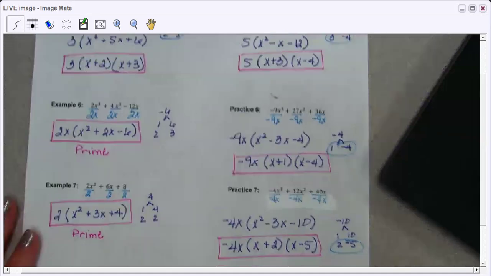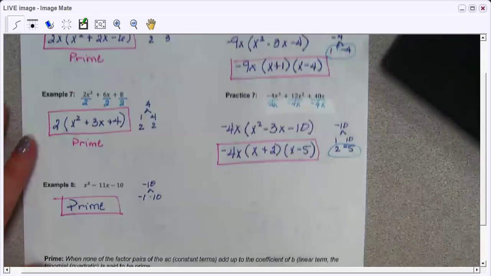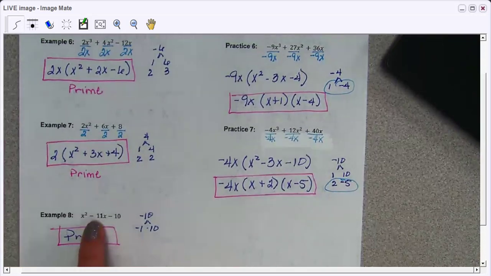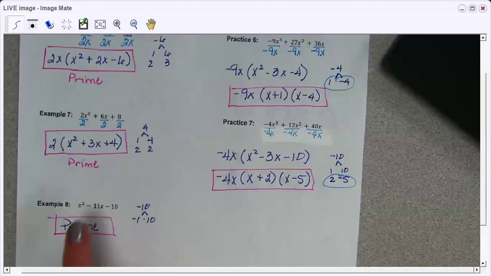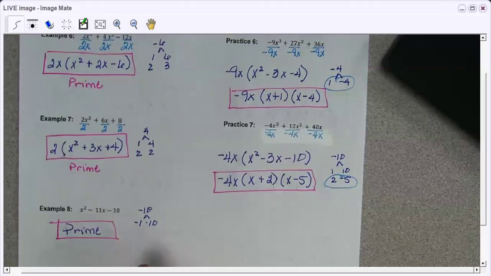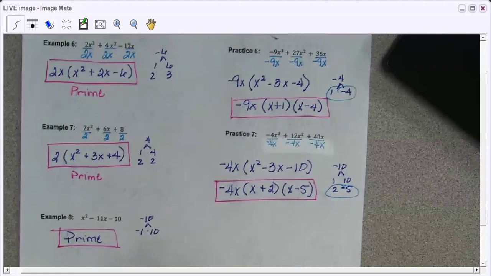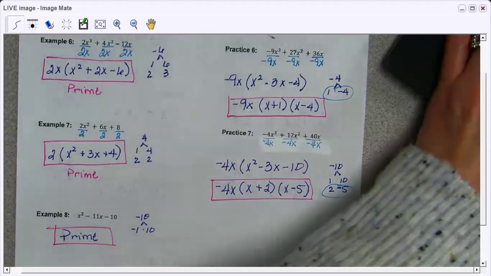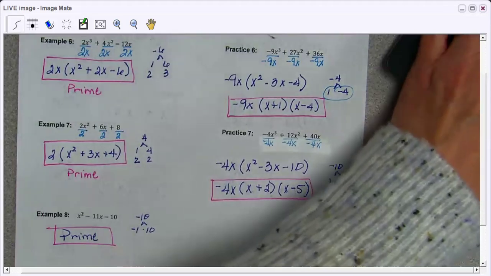Okay, and then here is example 8. That one is also prime. So this would have had to be a 9 or a -9 in order for this to work. Okay, so that concludes lesson 7.2 on factoring a trinomial when A is 1.